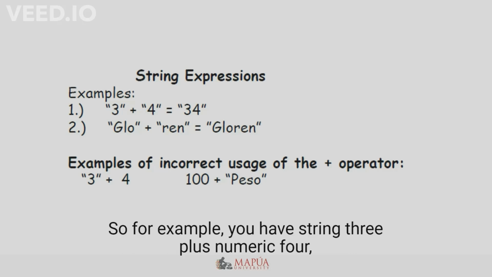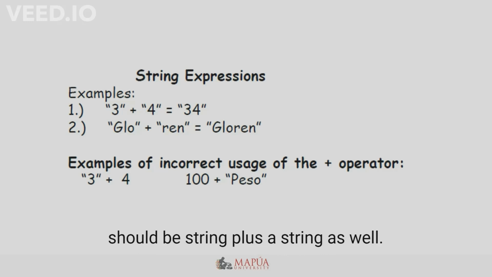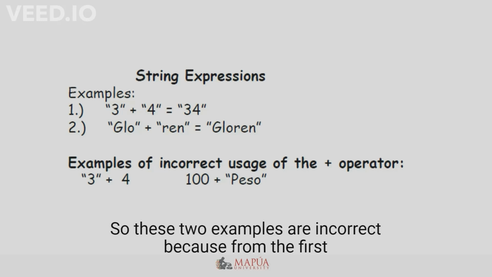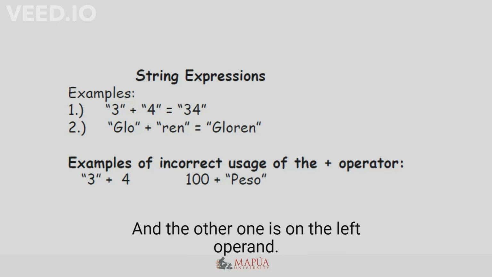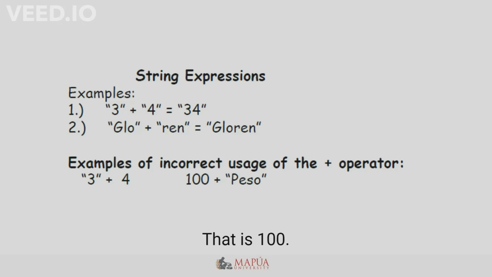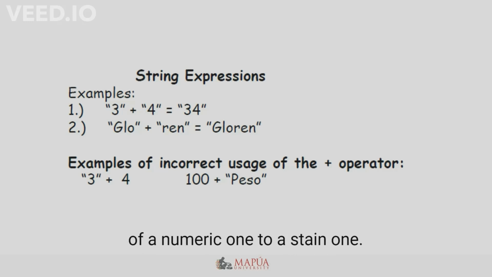These are the following examples of incorrect usage of the plus or concatenate operator. For example, you have string 3 plus numeric 4. You cannot process a string and concatenate it to a numeric. It should be a string plus a string as well. These two examples are incorrect because in the first example, the right operand is 4 and that is numeric, and in the other one, the left operand is 100.